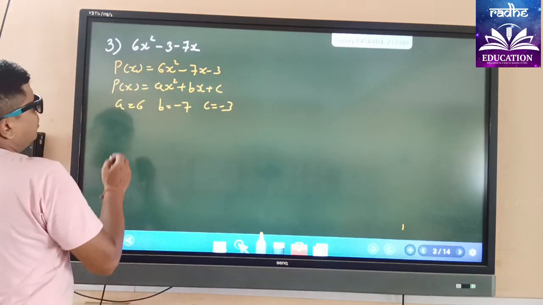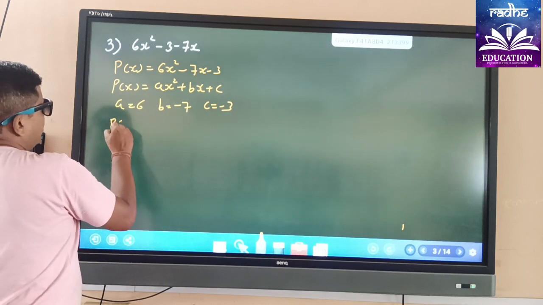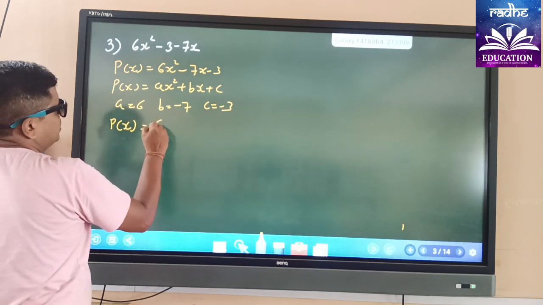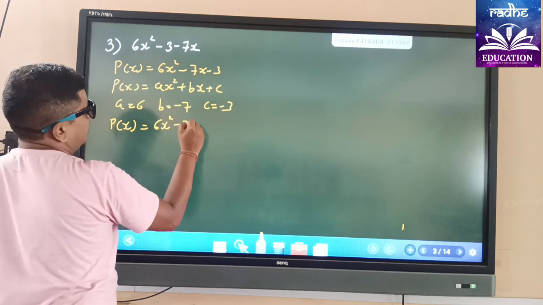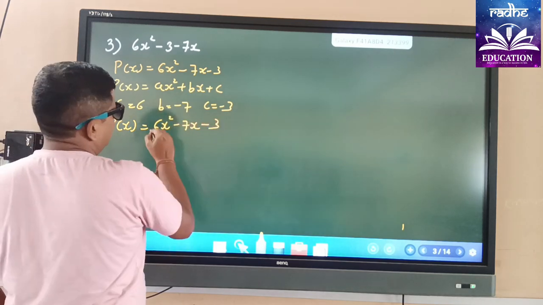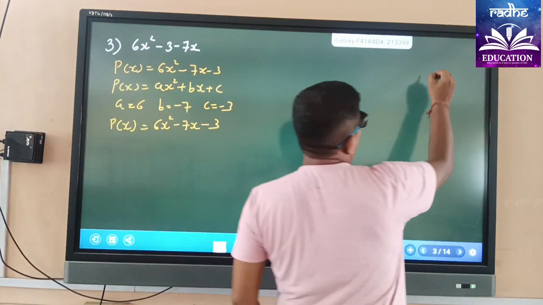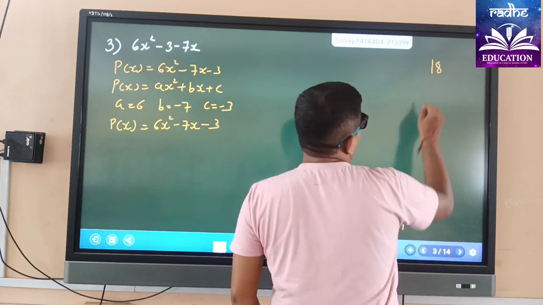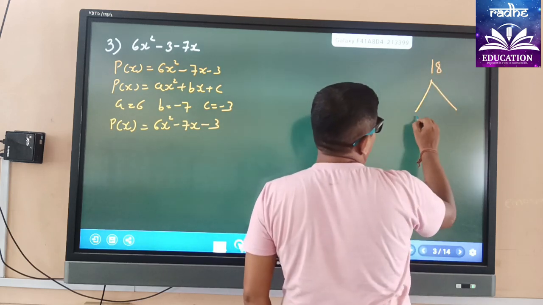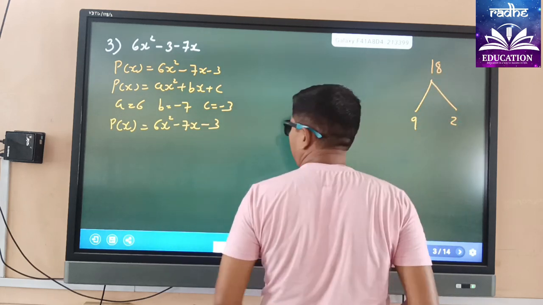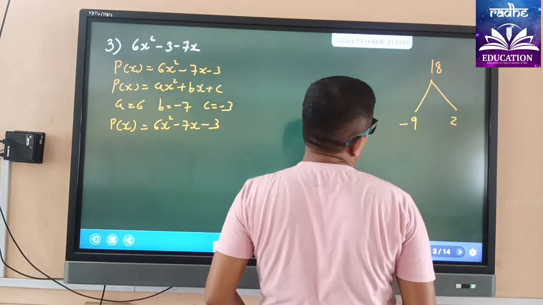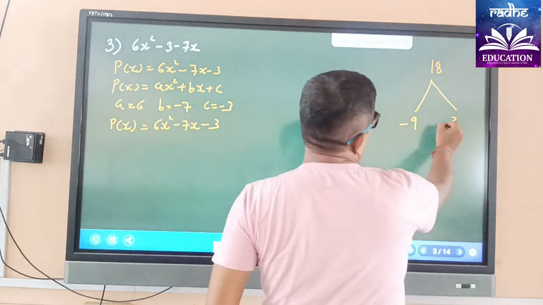Now we will get the answer by the simple factorization method. So P(x) equals 6x² − 7x − 3. 6 times 3 is 18, so we have to find factors of 18 such that the middle term comes to −7. So 9 times 2 is 18, and we write minus 9 because of the sign of the middle term.